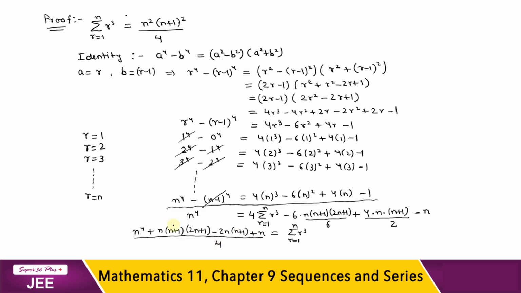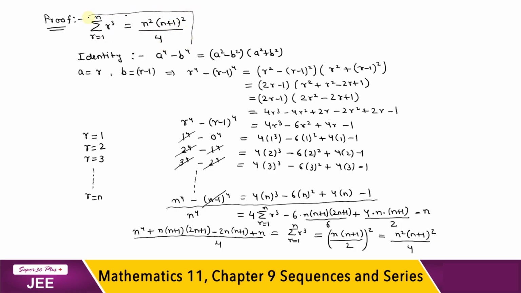So now we are needed to simplify this expression, and upon simplification we are going to get n into n plus 1 divided by 2 whole square, which is equal to n square into n plus 1 whole square divided by 4. So we are done with proving this series sigma r cube as equal to n square into n plus 1 whole square divided by 4.